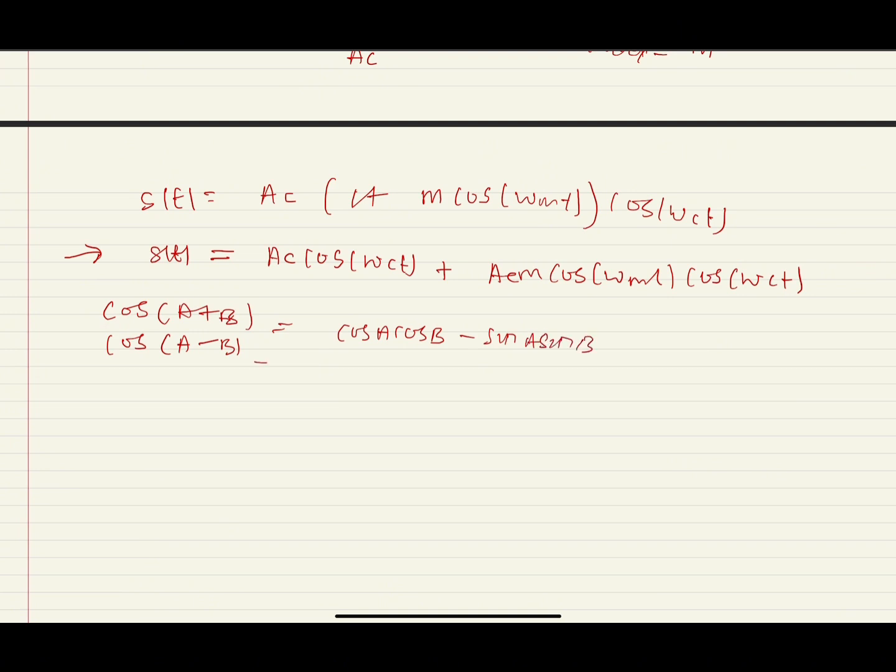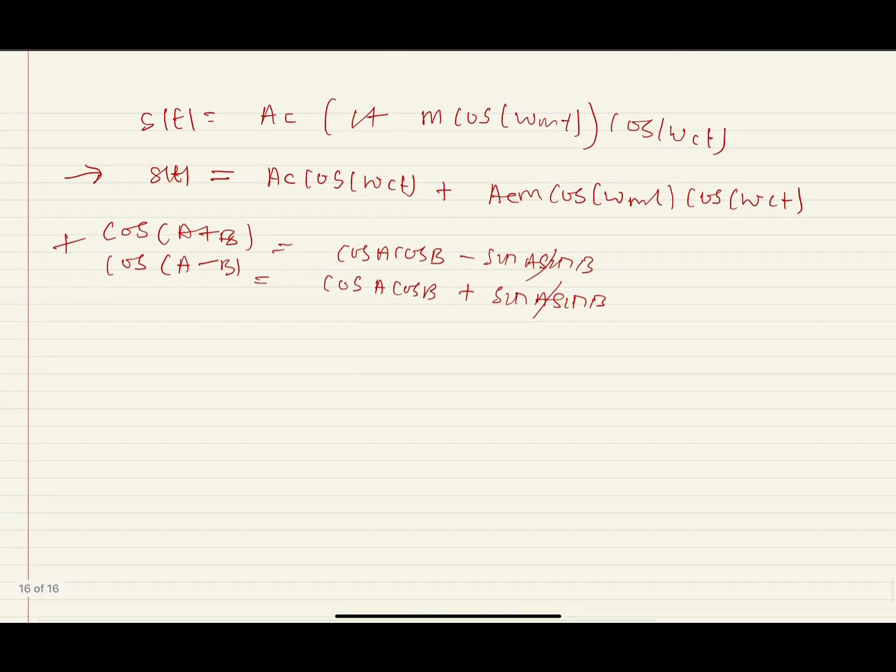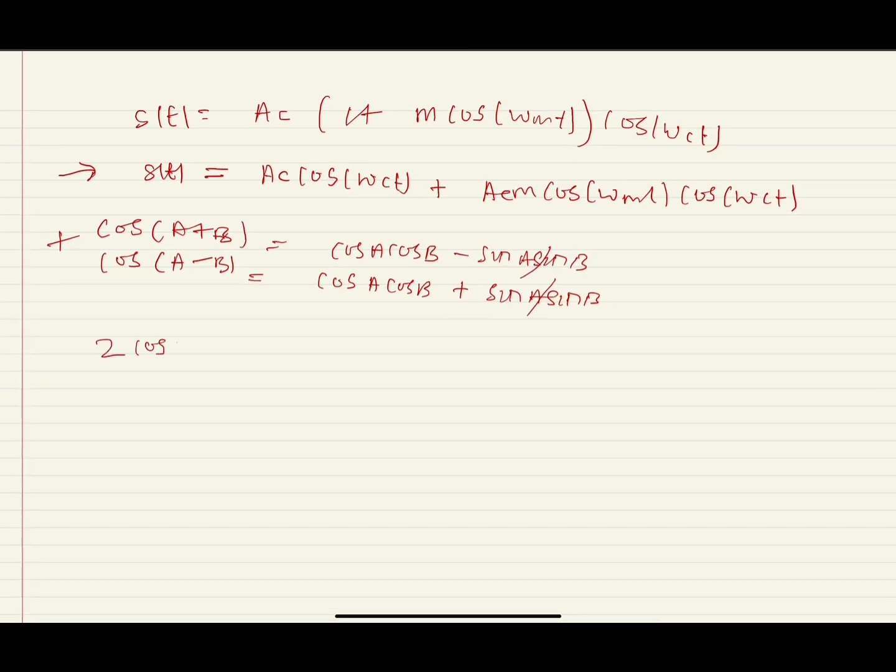The next one is also cos A cos B plus sine A sine B. So in this case, when we add these two identities, we are going to get this one being cancelled out. We are going to get 2 cos A cos B to be equal to cos A plus B plus cos A minus B.